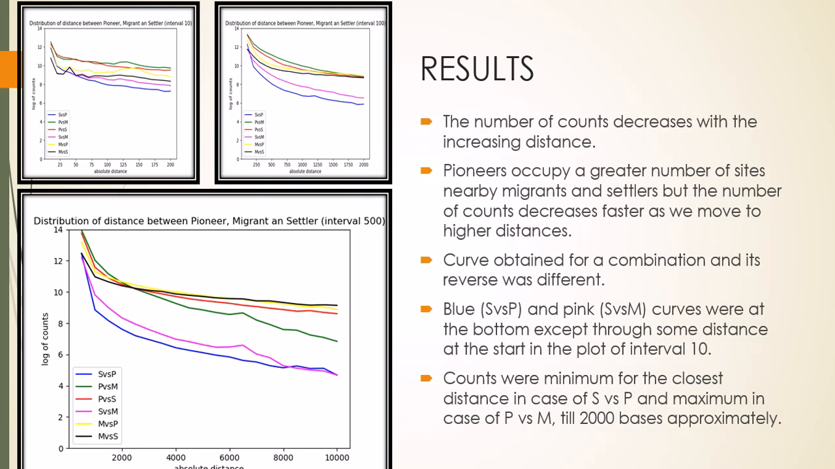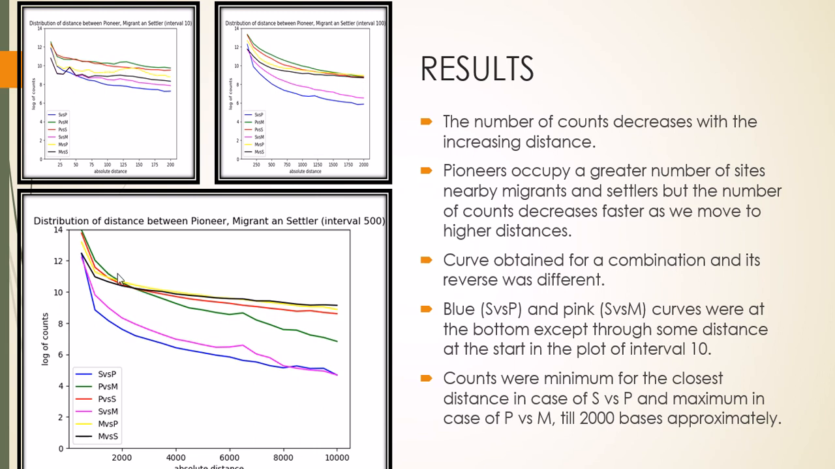And this plot is for the interval 500. All these plots were plotted using Python. From these plots, various results can be inferred. First, the number of counts decreases with the increasing distance, which can be clearly shown in these plots as all the lines obtained are decreasing.